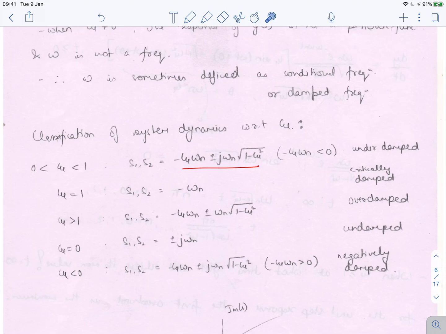And for xi equal to 0, we have plus minus j omega n, meaning poles located only on the imaginary axis, and we have the undamped response. And for xi less than 0, we have minus xi omega n greater than 0. So those responses are called the negatively damped response. Because if minus xi omega n is greater than 0, then you can expect where the location of the pole is.